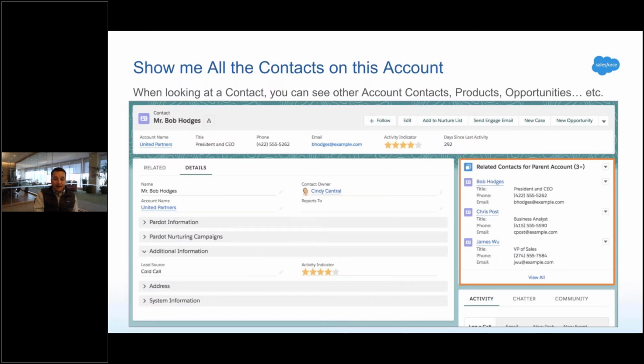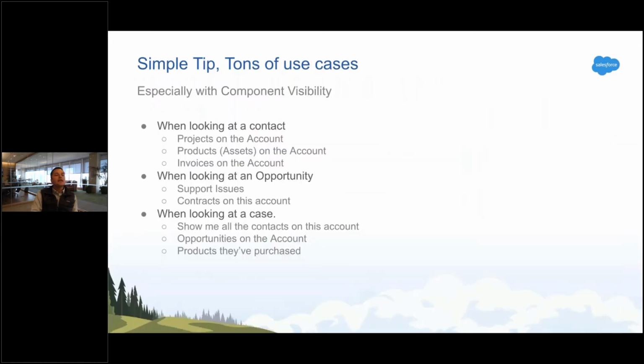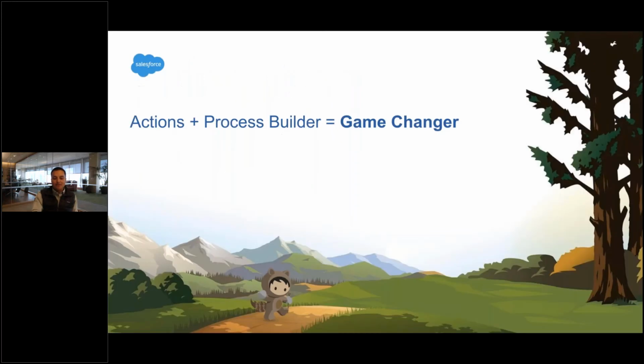So I'm on a contact record. I'm looking at the contact, but I can see every other contact on the account. There are just so many use cases for this. Show me all the deals, the projects, the invoices, the support issues without having to navigate up and then back down. So if you have to go up and then back down a lot, this is going to save you a ton of clicks, give you more context in one place. Again, it's just too good not to do.